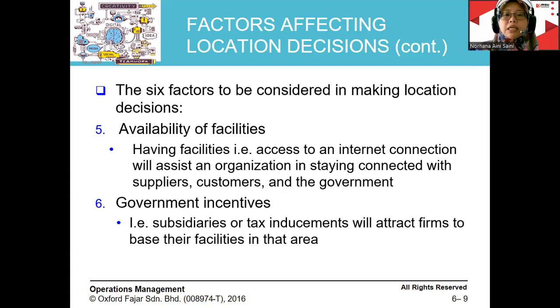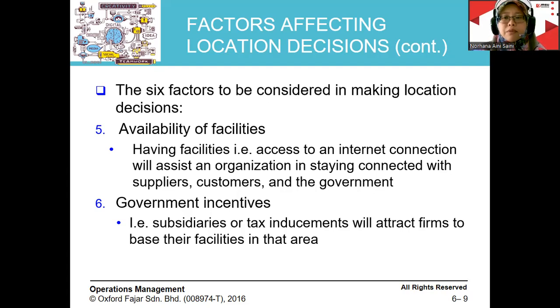All right, and the last one is government incentive. Government incentives, for example, are subsidies or tax inducements. The government says, I give you an incentive: if you open up in a certain location or area, I will give you the tax inducement and the subsidy. The government offers the incentive because it will attract firms to base their facilities in that area.